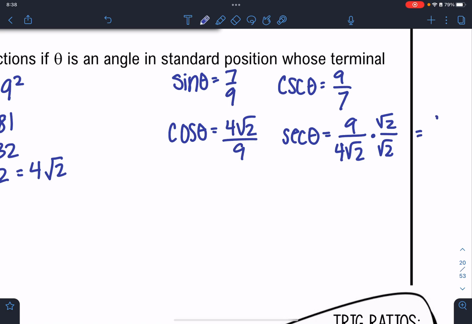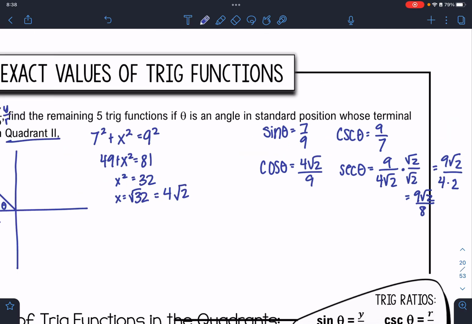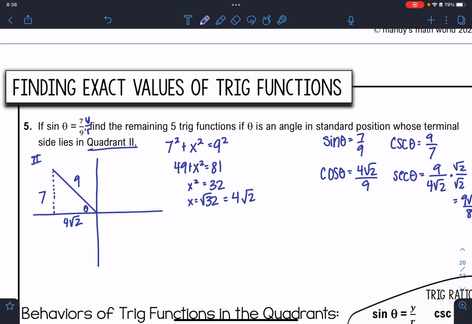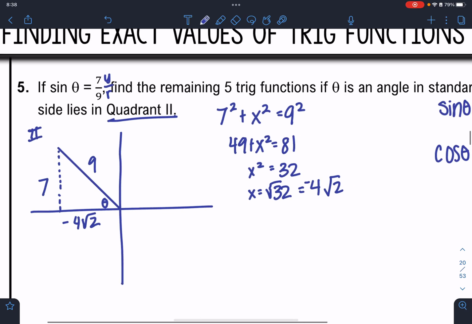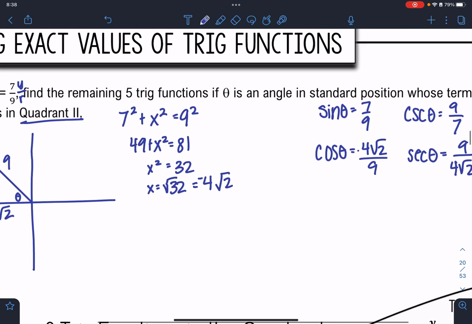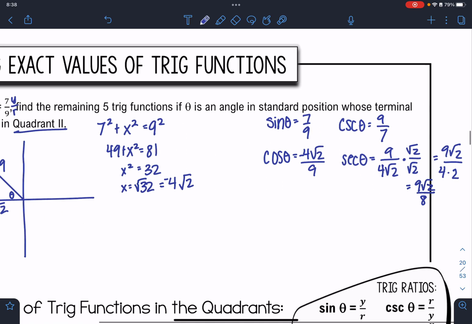So when I do that, I get 9 root 2 over, the 4 is still there, the root 2 times root 2 just becomes 2. So this is really 9 root 2 over 8. Okay? Okay, sorry. I forgot the negative here because we're going backwards. So just add a negative in front of your cosecant and your cosine and your secant.